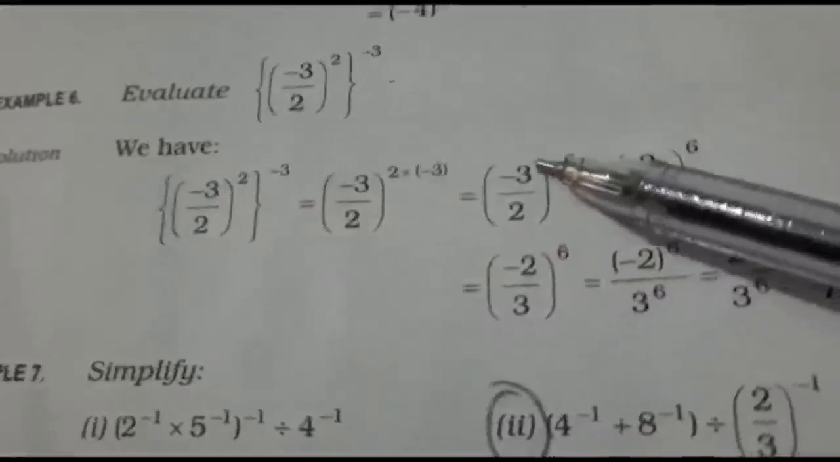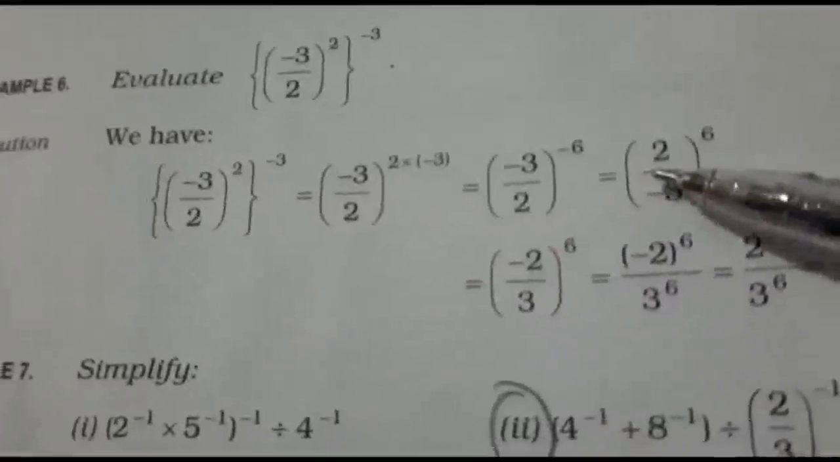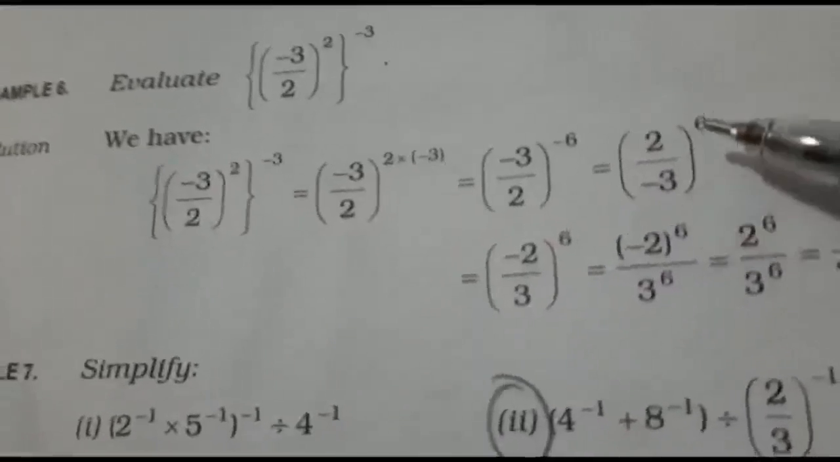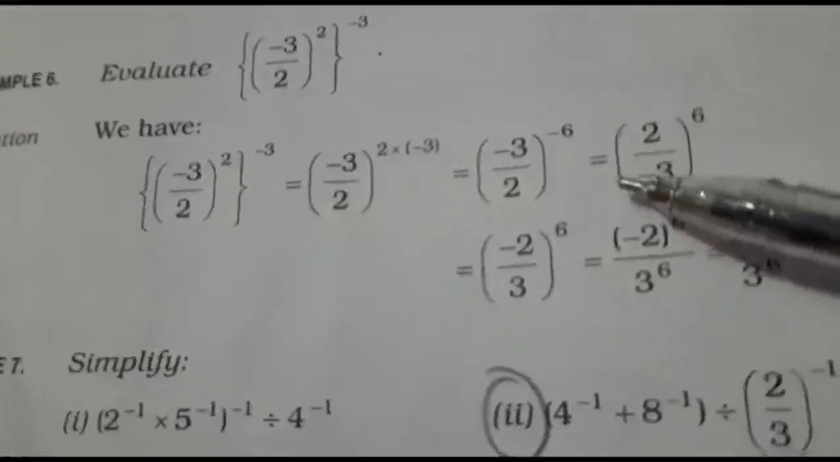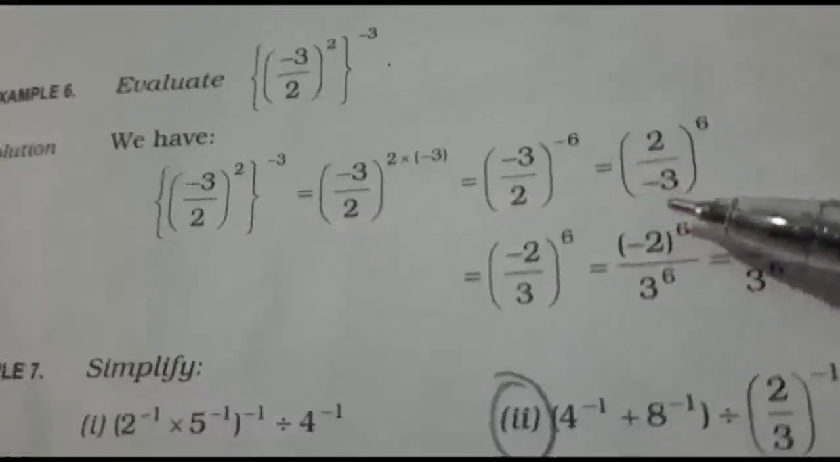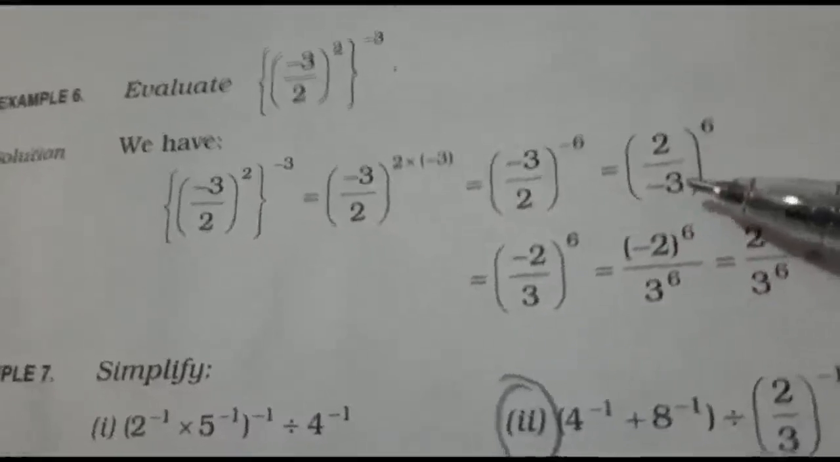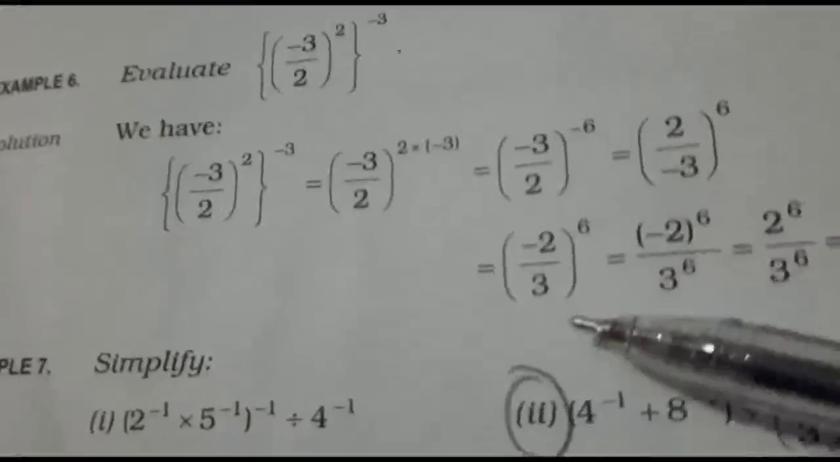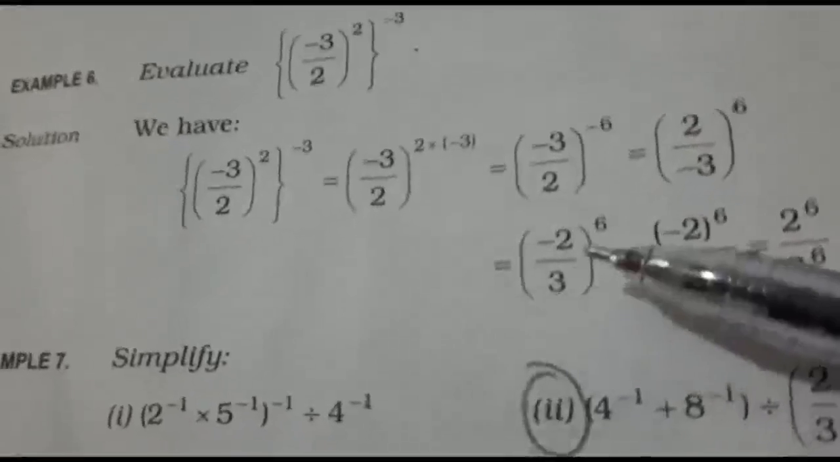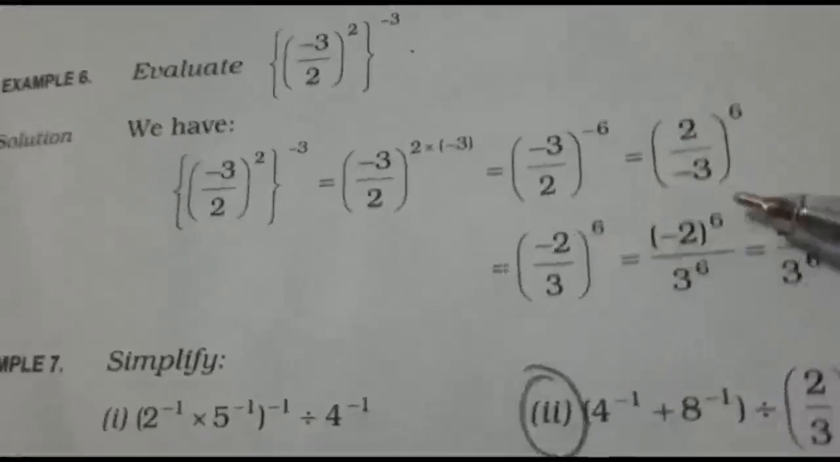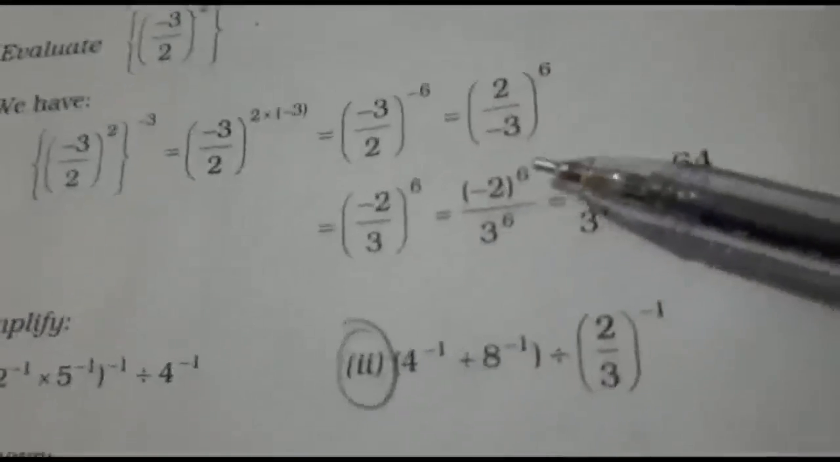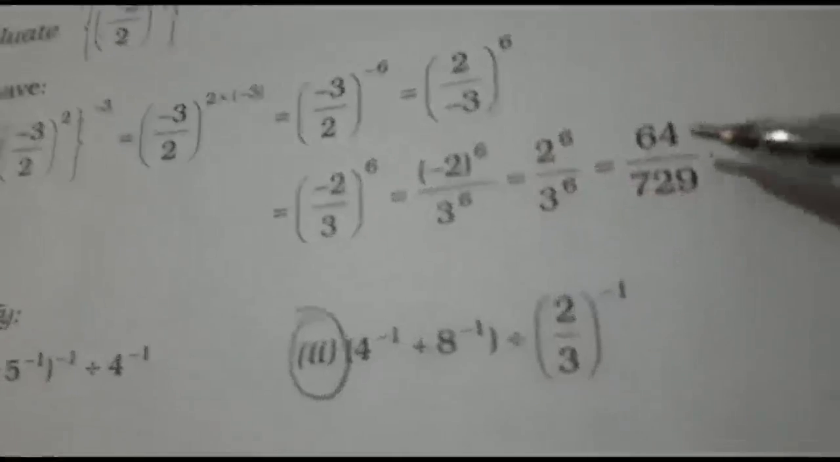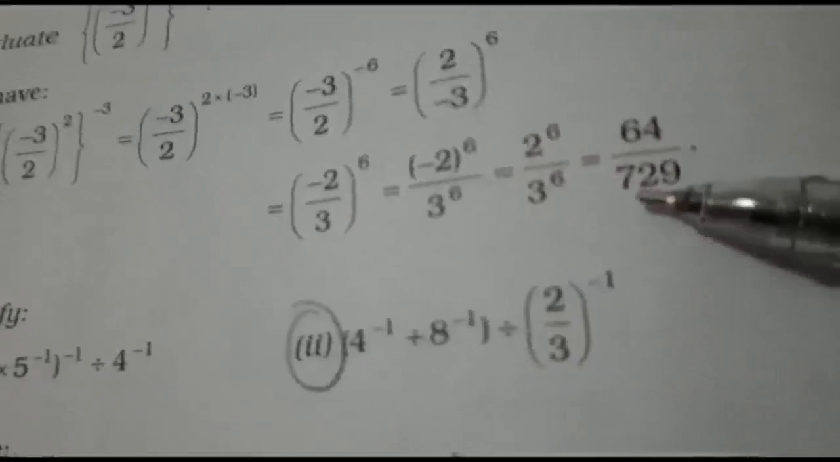Because the power is negative, we take the reciprocal. So it becomes 2 upon minus 3 raised to the power 6. Again, the denominator has got the minus sign. So we multiply numerator and denominator by minus 1 so that the minus goes to the numerator. So it becomes minus 2 upon 3 raised to the power 6. Both are to be multiplied 6 times. So you get 64 upon 729.